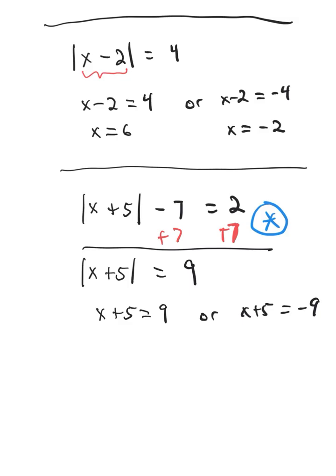All right, take away 5 from both sides, leaving you with x equals 4. Or take away 5 here, x equals -14. So those would be your two solutions.